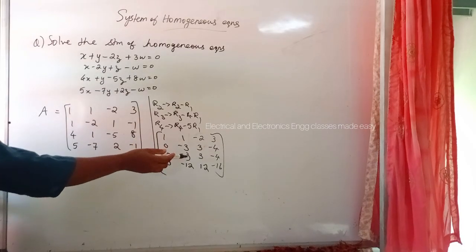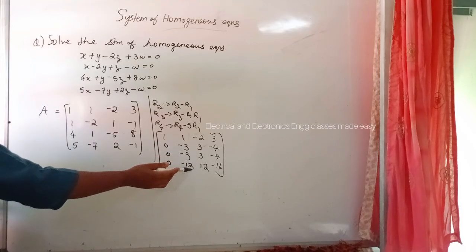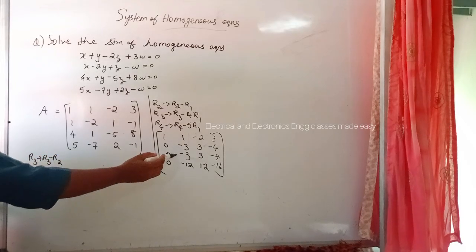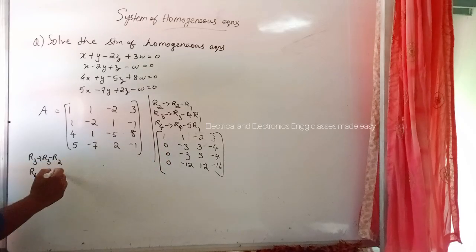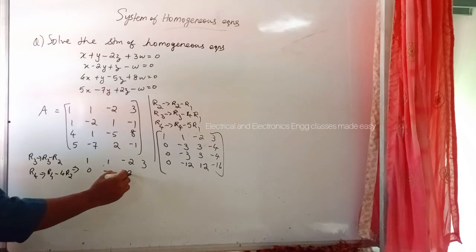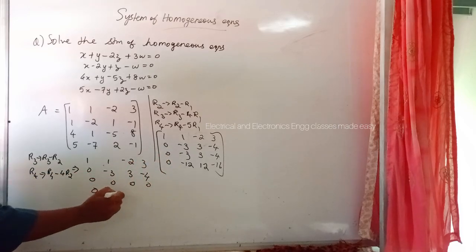Now here these two rows are equal, so we can make one row 0, and also make this element 0. That is, we can do the operations R3 → R3 − R2. Then this row will be 0. Then R4 → R4 − 4R2. Then here we will get 1, 1, −2, 3, then 0, −3, 3, −4, then 0, 0, 0, 0. Then this is 0 here.